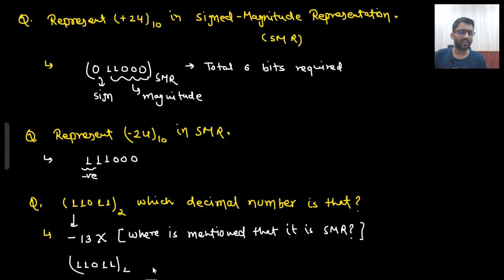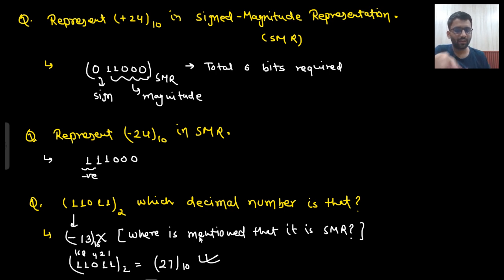This is a simple binary number. So 1, 2, 4, 8, 16. 16 plus 8 is 24, plus 3 is 27. So this is the correct answer. The other one is wrong: 8 plus 3 is 11, not 27. 27 is the correct answer. Minus 13 is wrong. If I had written this answer, that would be wrong.